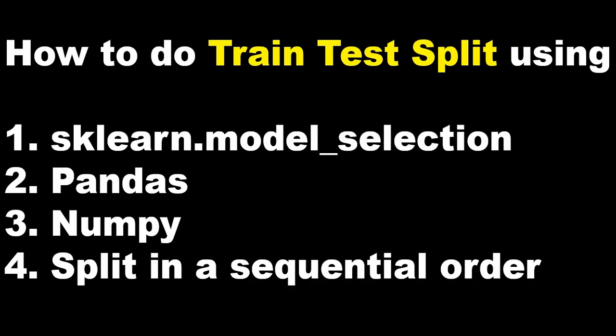In this video, I have covered sklearn.model_selection, how to achieve train test split using Pandas, NumPy, and also split in a sequential order. So the train test split topic is over, and the next videos will be related to k-fold cross validation, where I will show you without the cross_val_score function how to achieve k-fold cross validation, and again in the next video I'll show you how to achieve the k-fold cross validation using cross_val_score and cross_val_predict, what are those and how to implement them.